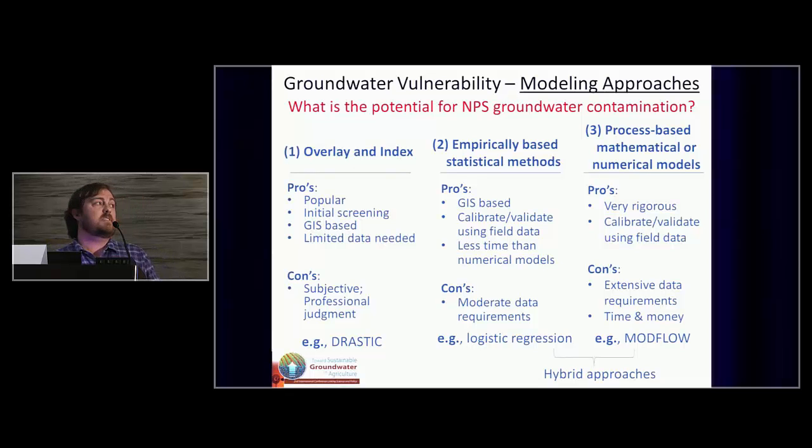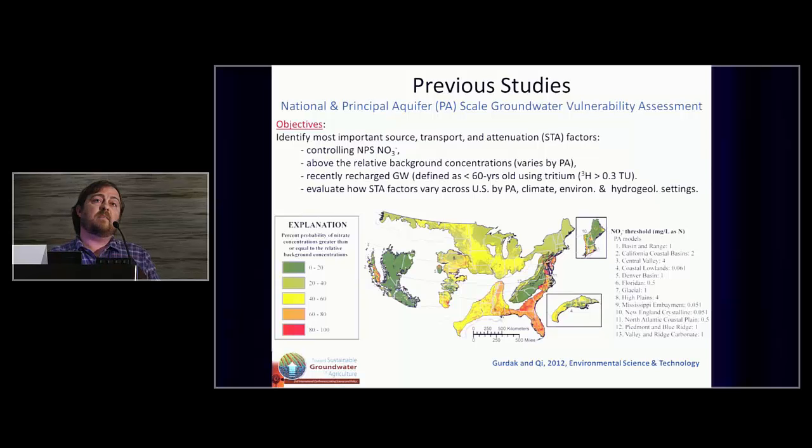So a previous study, just to set the stage here, I've used logistic regression in some national scale and principal aquifer scale vulnerability models, again for non-point source nitrate contamination. The objective here was to evaluate the source, transport, and attenuation factors, so the physical processes that control non-point source nitrate contamination. And we evaluated how these factors vary across the U.S., how they're controlled by different hydrogeologic settings and different climate.